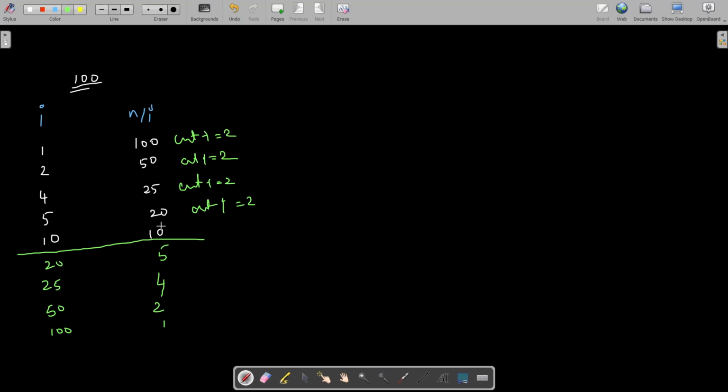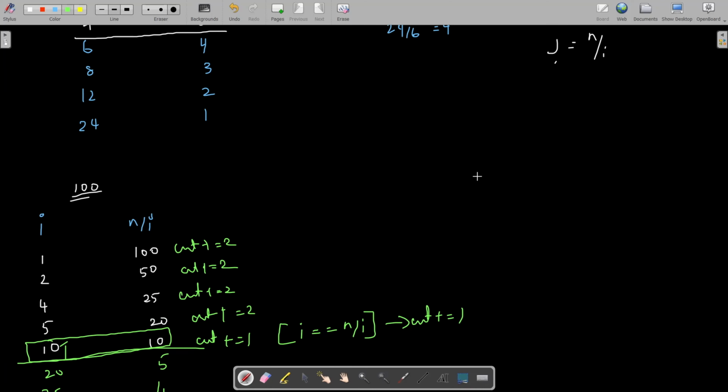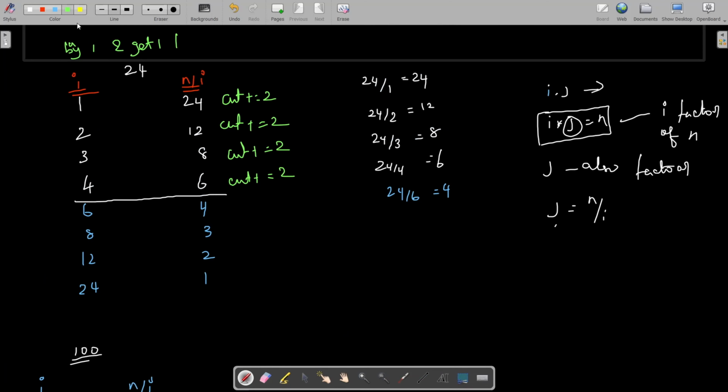This time what do I have to do? Do you have to count the same number twice? No, we have to count in a different manner. So if you count this 10 once, then you need not count this 10 again, right? So this time my count equals 1. Why? Because my i and n by i are equal. For this case, I have to increment my count by 1. Okay, so what is the condition here? We have to check the condition. So what is the condition for your observation?